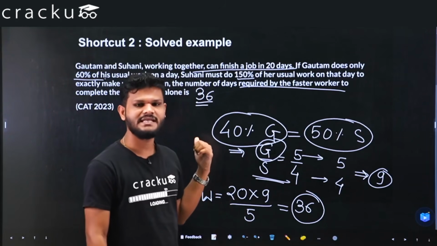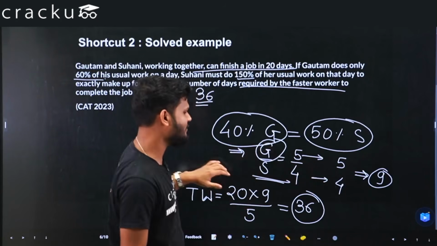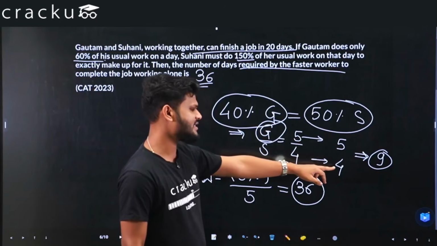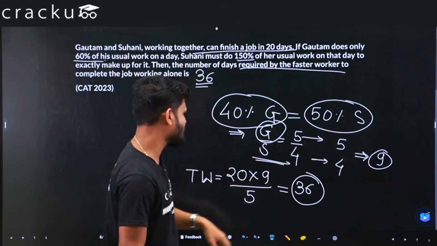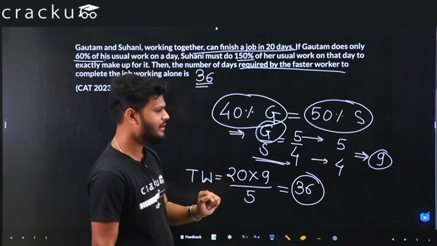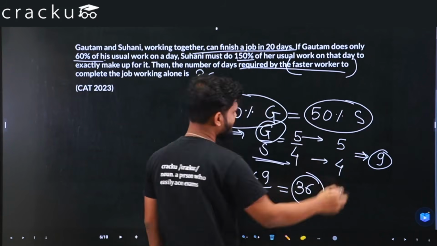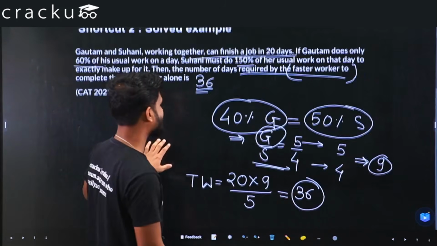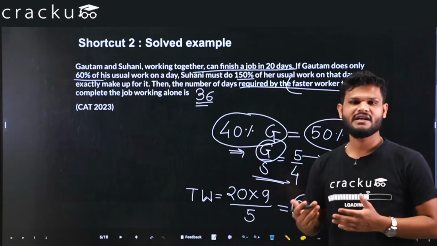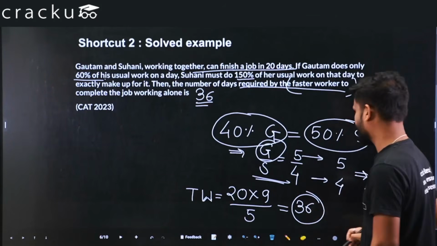And in the just previous example we understood that whenever we have ratios of efficiency, we can use them directly instead of assuming any variable. So we assume Gautam's efficiency is 5 units per day, Suhani's efficiency is 4 units per day, combined it is 9 units per day, and combined they do the job in 20 days. So total work will be 20 into 9, divided by 5 for the faster worker. How many days will he take? So it is 36. That's how we got the answer. So this is how you can use the ratios of efficiency and equate the deficit to the surplus. Now let us go forward and solve some more examples.